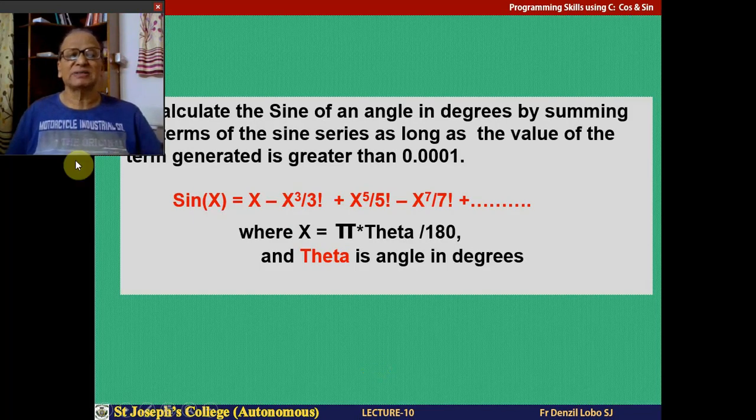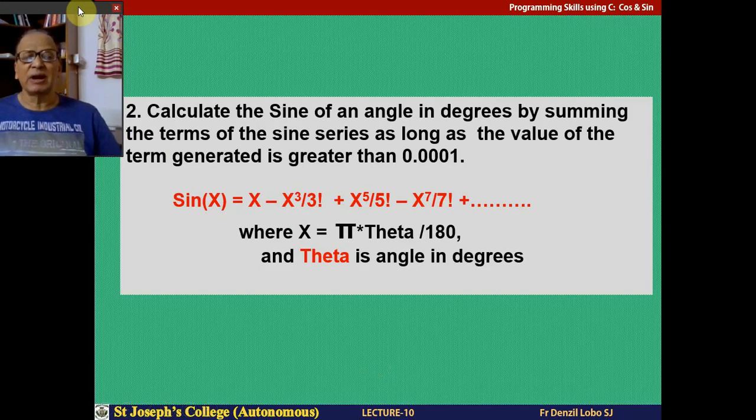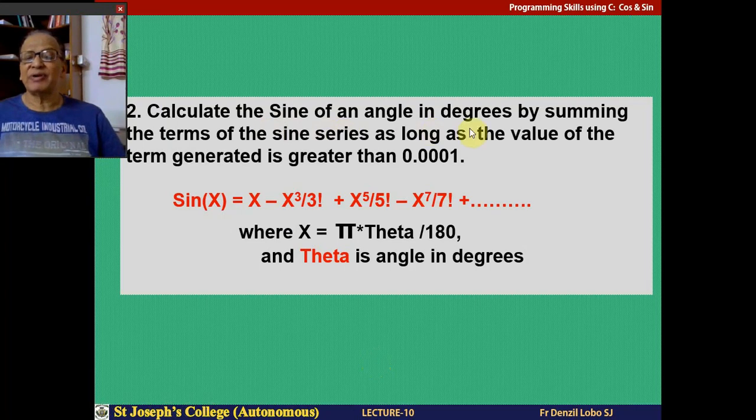Now your task is to calculate the sine of an angle in degrees by summing the terms of the sine series, as long as the value of the term generated is greater than or equal to 0.001. So again you write this series, mark the terms, write the flow chart first, and get the general formula and use the general formula in the flow chart. So that is your task.